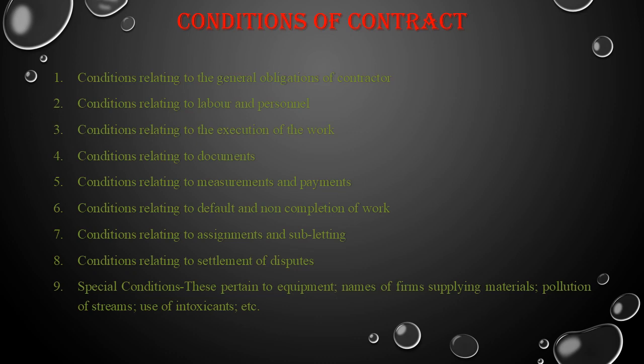Special conditions include equipment, names of firms supplying materials, pollution of streams, use of intoxicants, etc. So these are the basic conditions of a contract. Hoping that you have understood what is a contract, what are the essentials of contract, what is contract document, what is its importance, different types of contract, conditions of contract, etc.